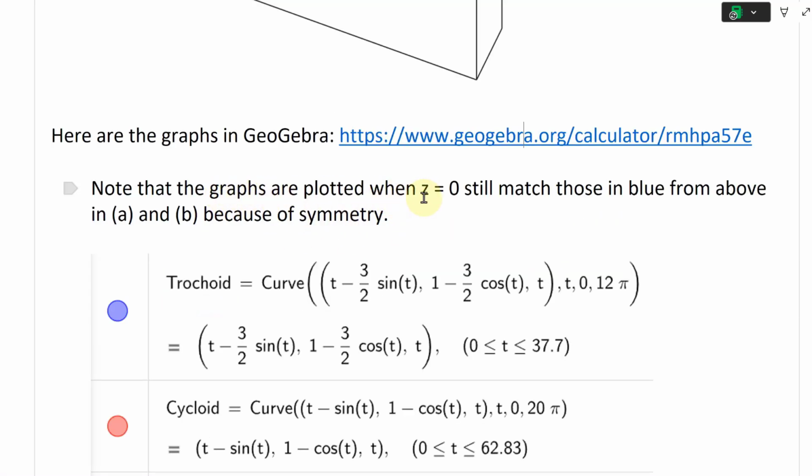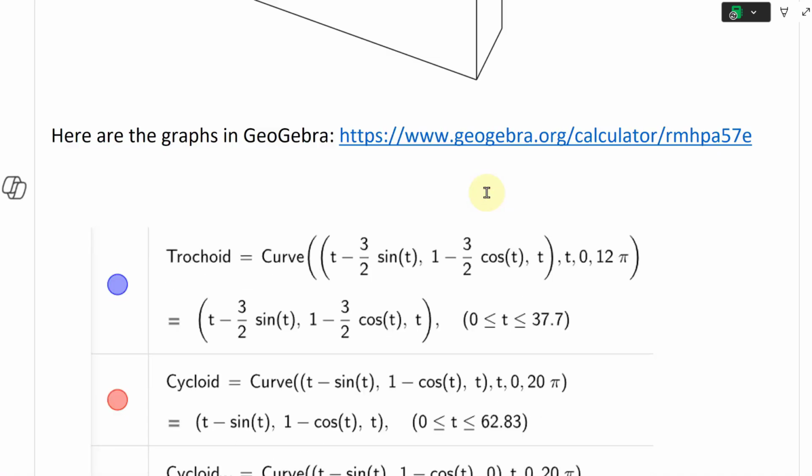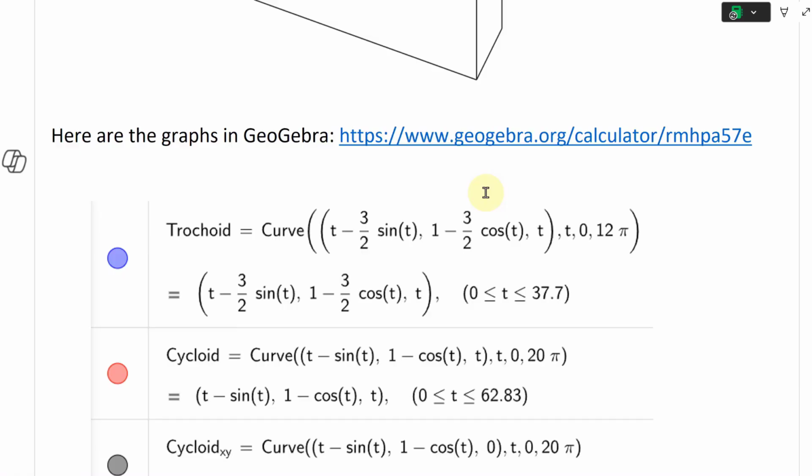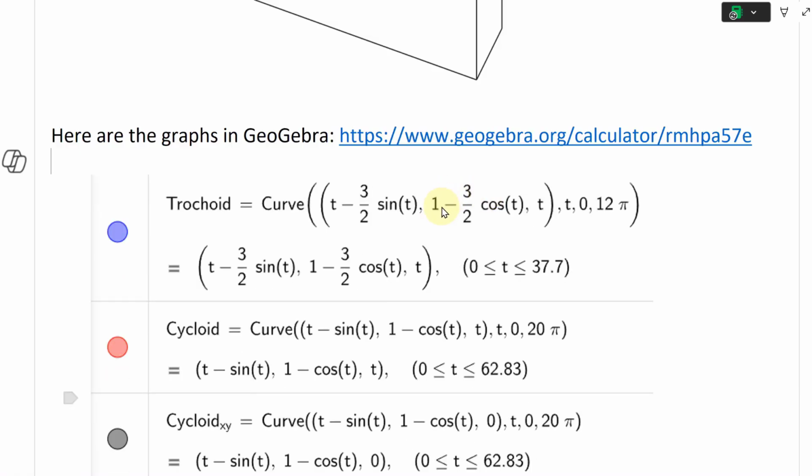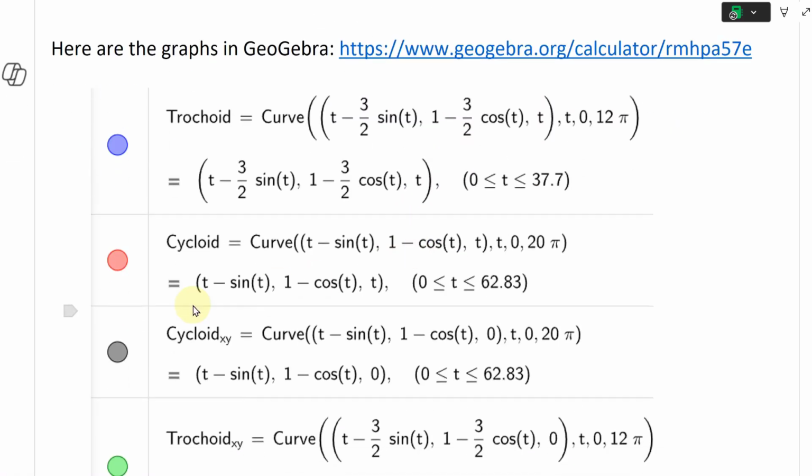So note the graphs are plotted when z equals 0. I still match those in blue because of symmetry. Again, this was actually before I realized it's a projection, so I'll just erase these. Basically, the ones at z equals 0 are just a projection. The cycloid XY is a projection, because the calculus book already said that.